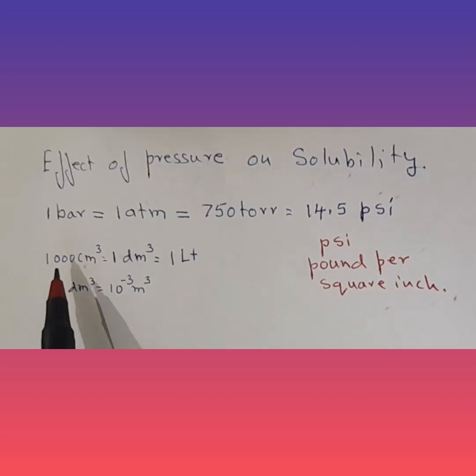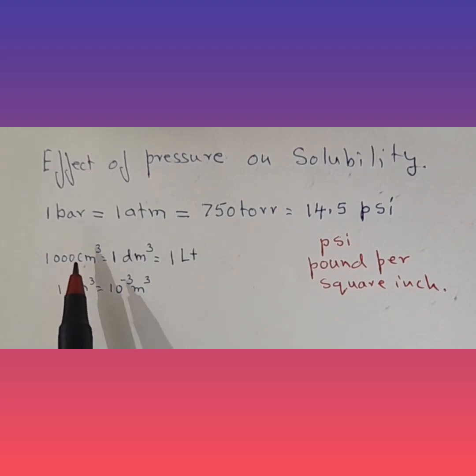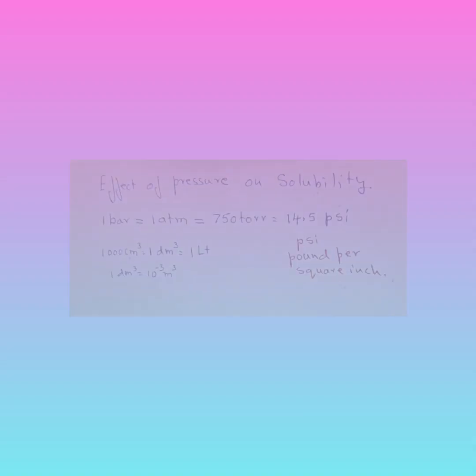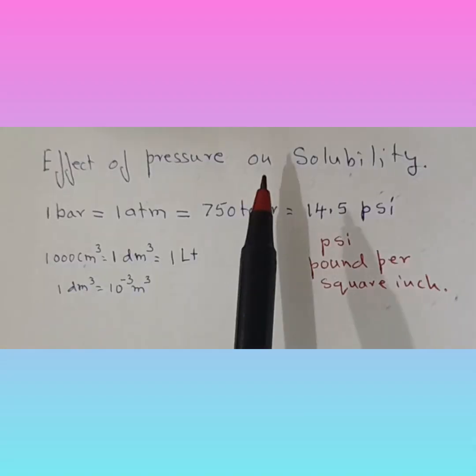Another important conversion factor, as we deal with all the numericals in SI units unless mentioned otherwise. This is one conversion factor. Then this is what we use for SI unit, meter cube, right? So 1 decimeter cube is 10 raised to minus 3 meter cube. So these are some of the conversion factors, very significant for your numericals. Okay, now let's get back into the effect of pressure on solubility.